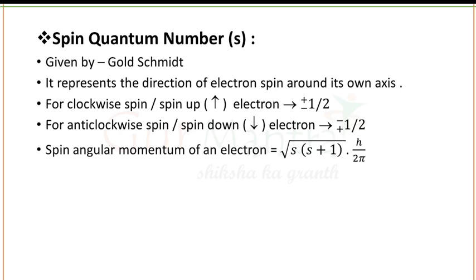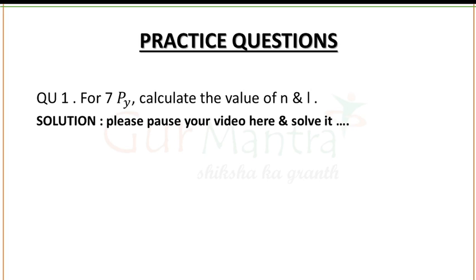You can simply calculate the spin angular momentum of an electron by this formula. The formula is under root of s into (s plus 1), times h upon 2 pi. It is very important to note that an electron has a plus half spin or minus half spin. It could be in an up spin or in a down spin. I hope you are now clear about this set of quantum numbers. Now let's have some questions on these quantum numbers.